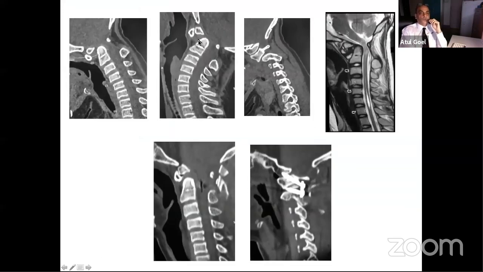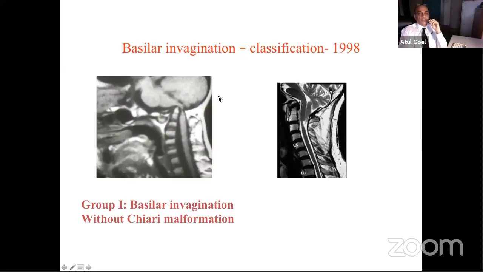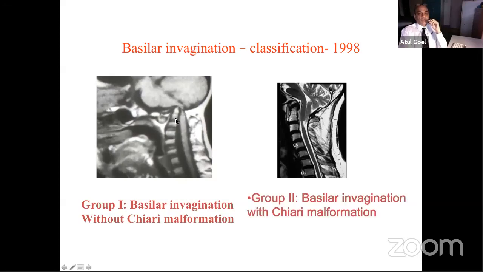Os odontoideum has been considered to be a very bad kind of pathology, which leads to atlantoaxial instability. So this has been considered to be a great pathological phenomenon, which leads to an unstable atlantoaxial joint, meriting the need for fixation. Basilar invagination in general is a phenomenon where the odontoid process goes inside the neural structures.